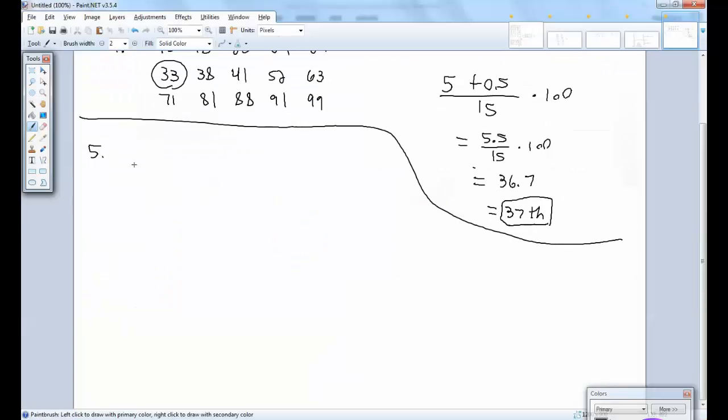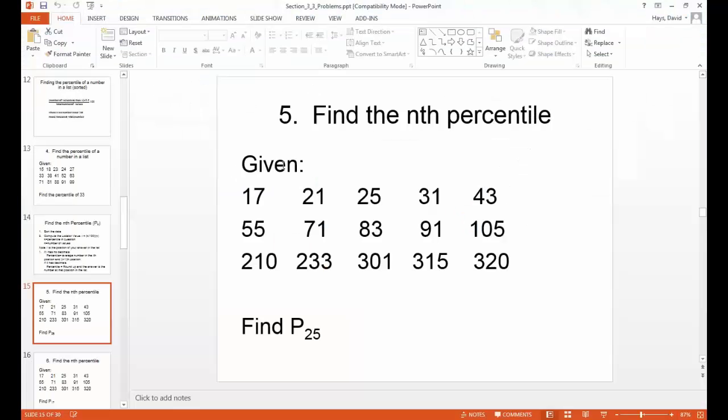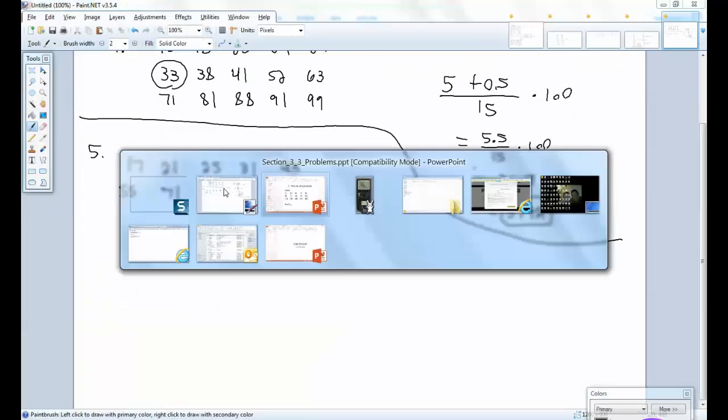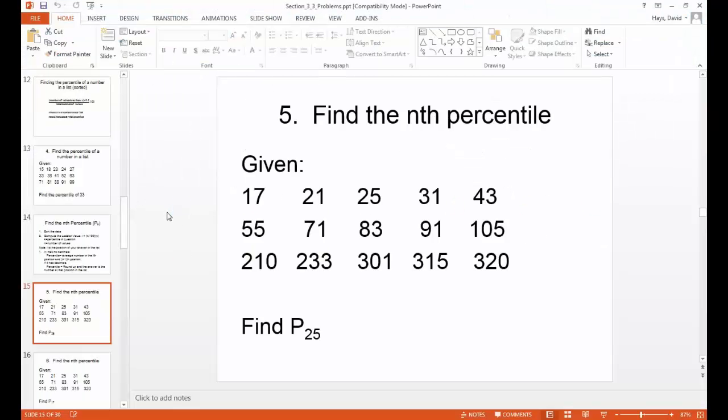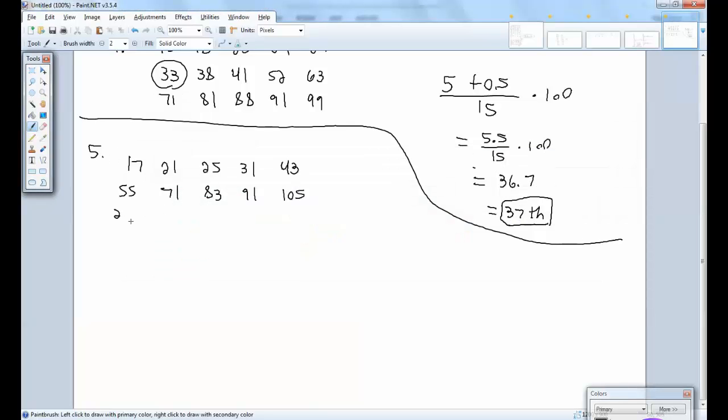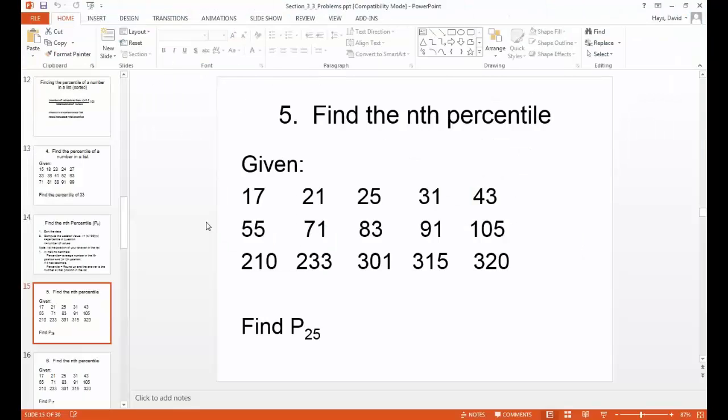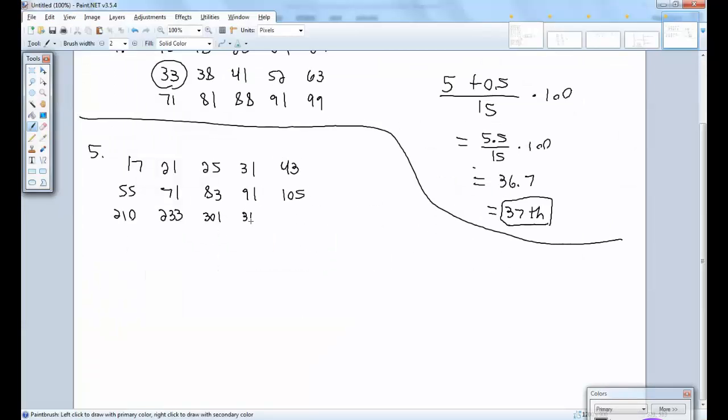So we got 17, 21, 25, 31, 43, 55, 71, 83, 91, 105, 210, 233, 301, 315, and 320. I don't know why, but my Alt Tab doesn't like to work sometimes with this package. Okay, we're trying to find the 25th percentile.